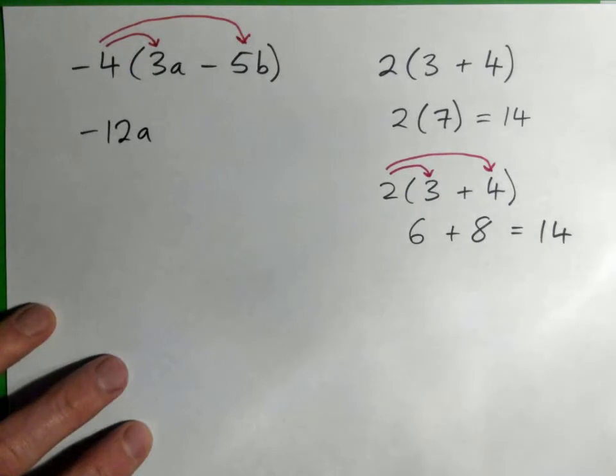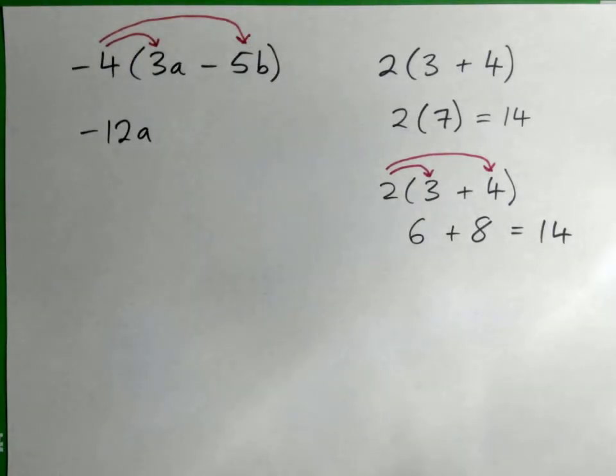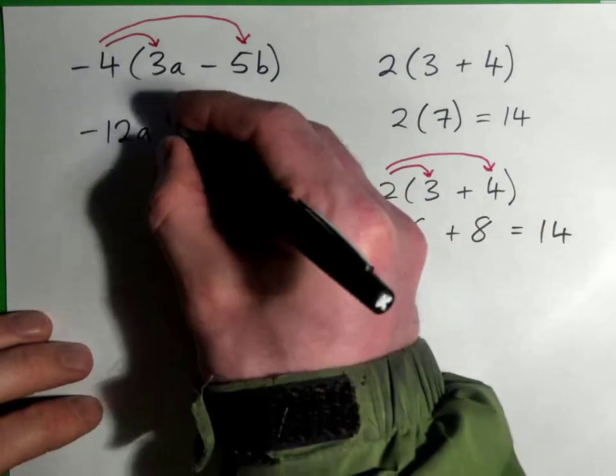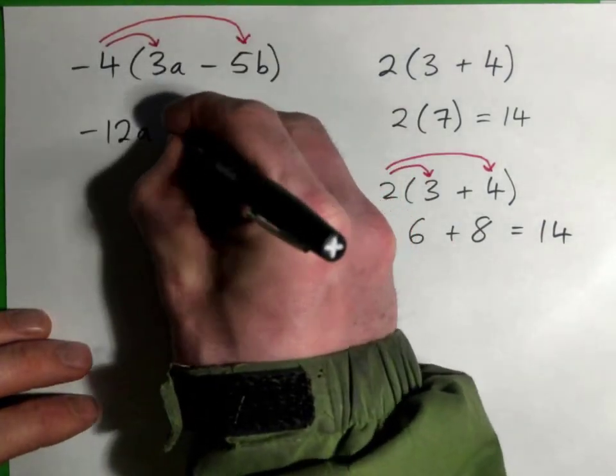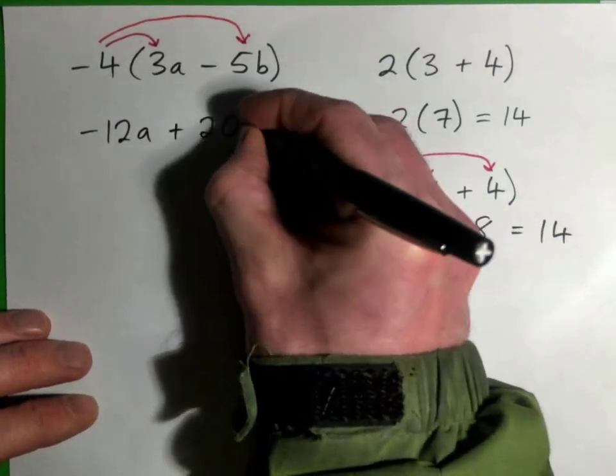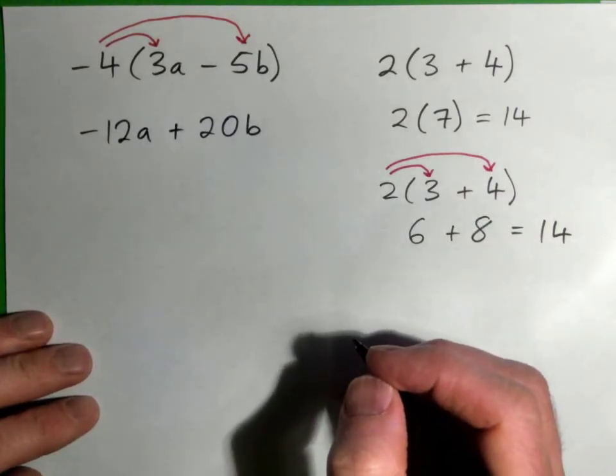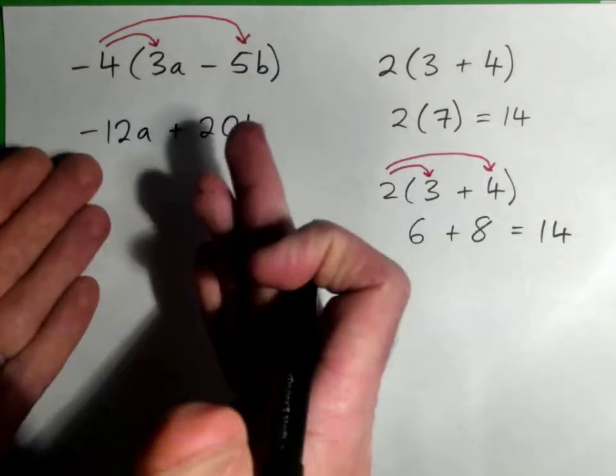And negative 4 times negative 5. Which is positive 20b. Yeah. Right. Negative 4 times negative 5. Good point. Negative times negative is positive 20b. Correct.